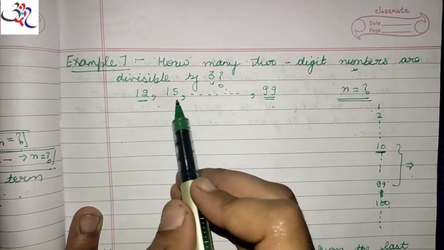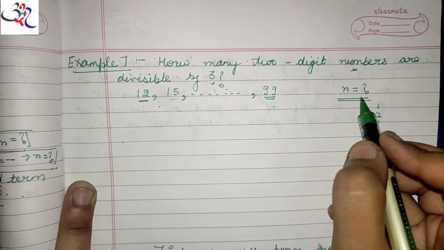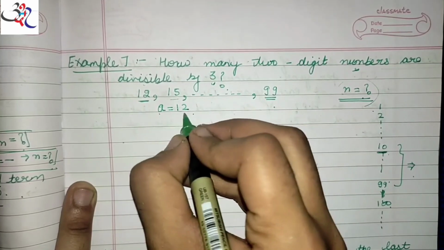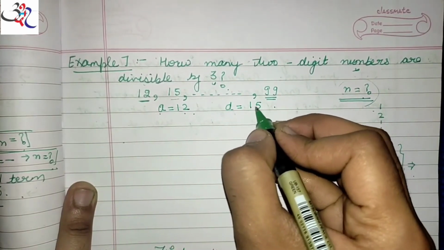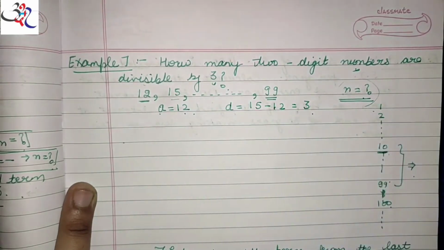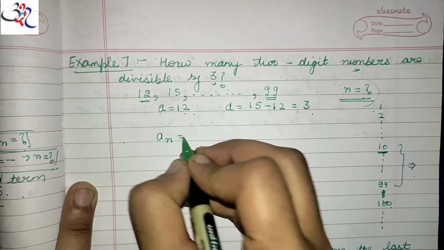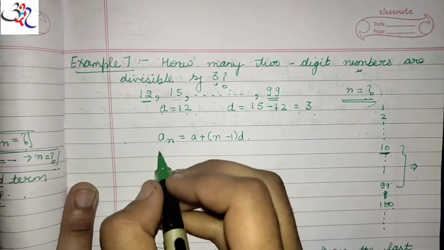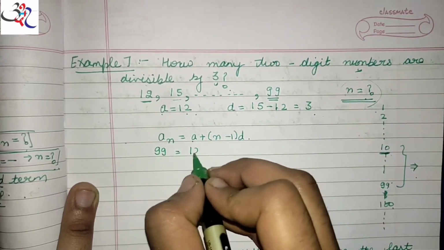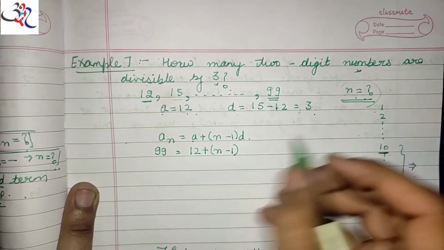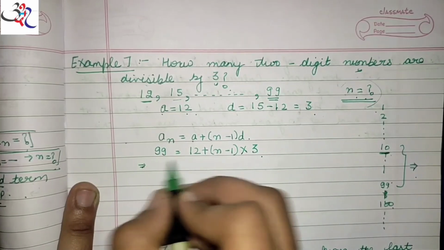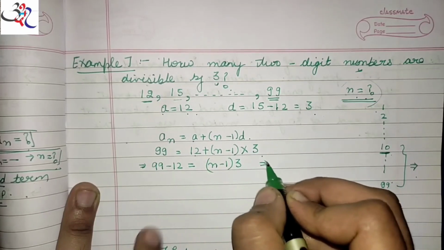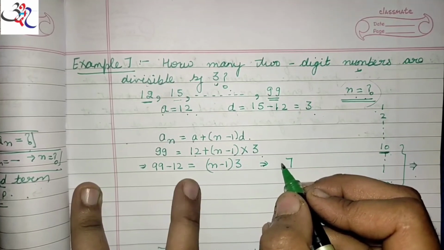So the very first number which is divisible by 3 is 12, then 15, and the last number is 99, and I have to find the value of n. How can I find it? Again the same question. a is 12 and d is what? d is 15 minus 12, which is equal to 3. Now you know the nth value, or I can say the last value of this AP. So the nth value is 99. a is 12, d is 3. So I will get 99 minus 12 is equal to n minus 1 into d. So I will get my answer as 9 minus 2 is 7.